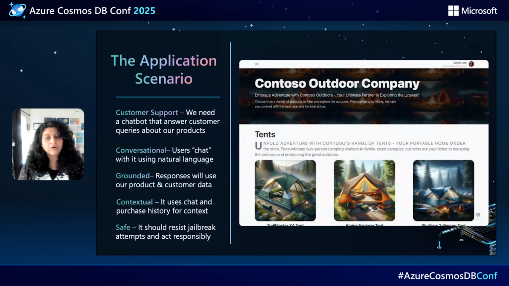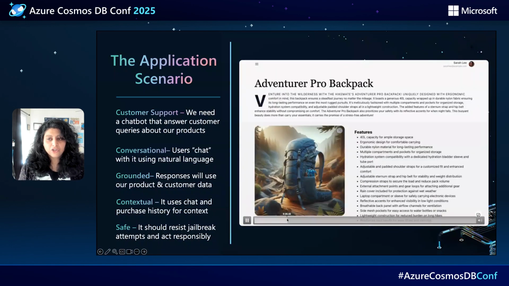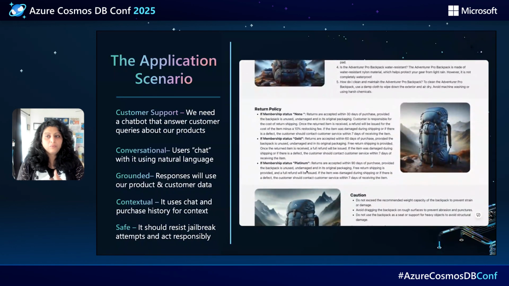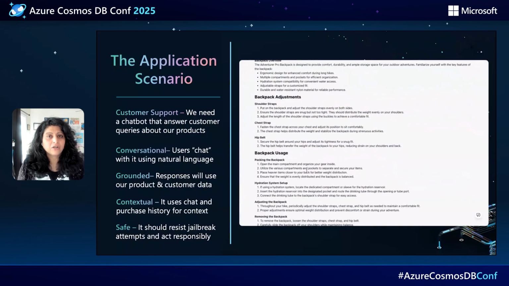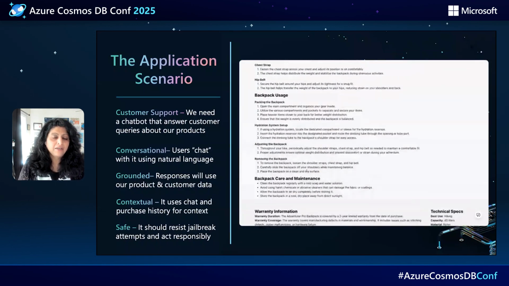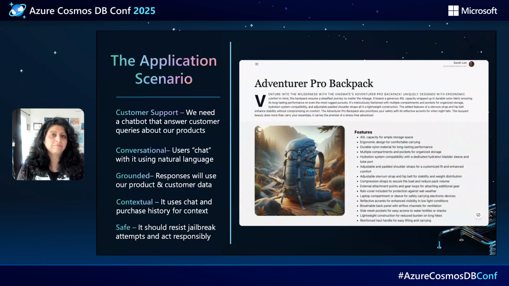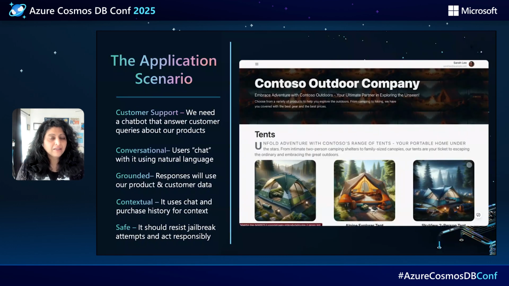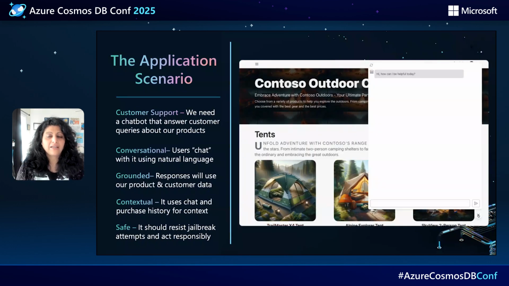So let's get started by talking about the application scenario. What exactly is Contoso Chat? So you might actually be familiar with this web app that you see on the right side. This is Contoso Outdoors, an enterprise retailer that sells camping and hiking equipment. Contoso Chat is their customer support chat AI.